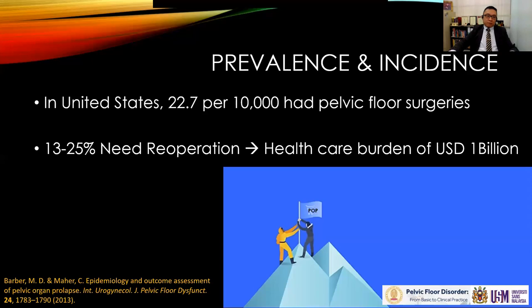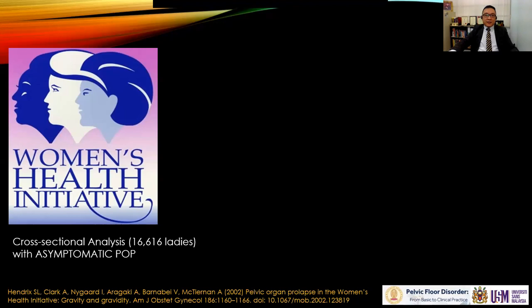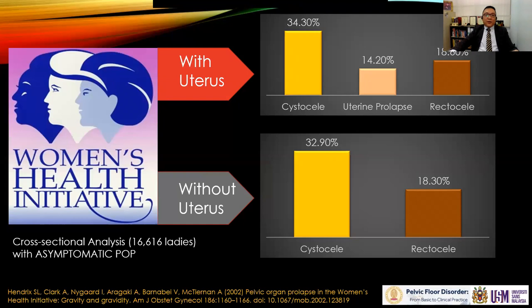This is a very interesting cross-sectional analysis by this group, whereby they recruited about 16,000 participants into hormone replacement therapy clinical trials. Basically, they ran a baseline pelvic examination to look for uterine prolapse, cystocele and rectocele. Of interest, we noticed that at least 50 to 60% of them had some form of pelvic organ prolapse. However, this study is limited by a non-validated physical examination.